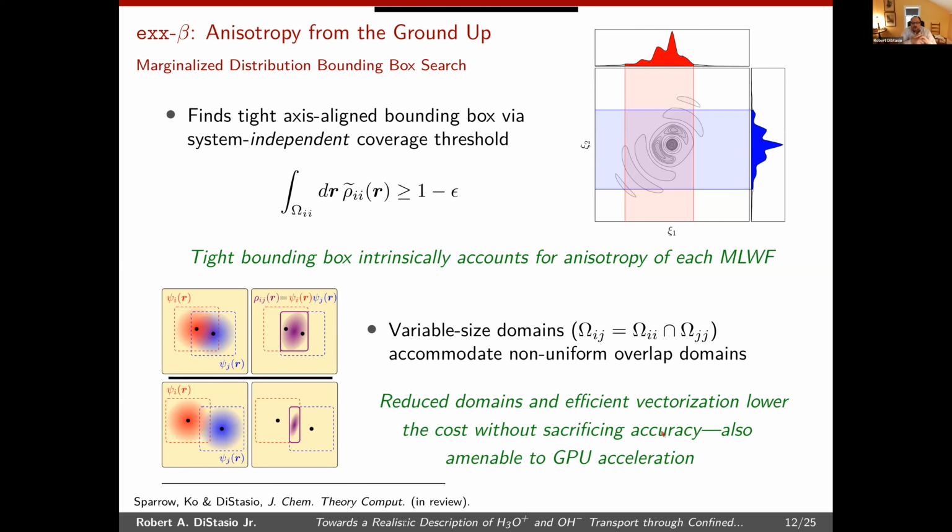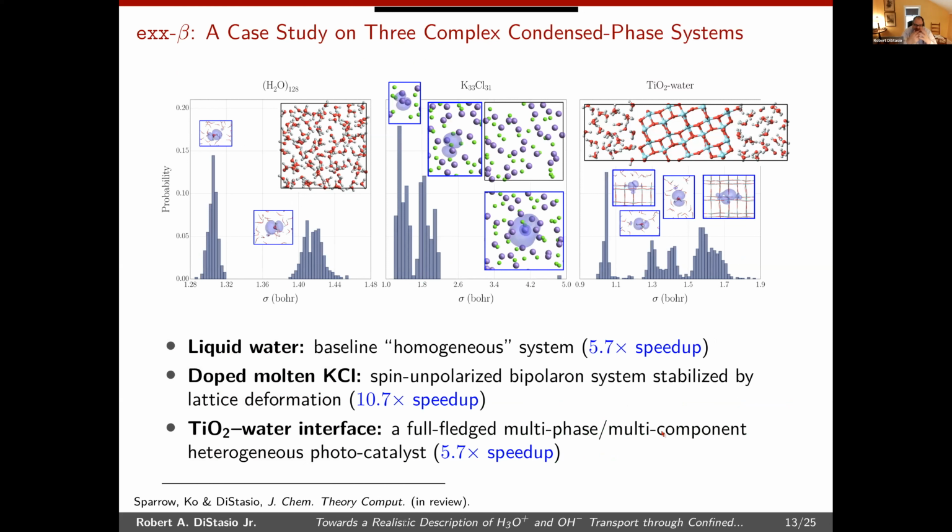So let me just show you a case study of this sort of beta version of the code on 3 complex condensed phase systems. The first one is liquid water, right? Water 128. Everybody says, oh, water is a homogeneous system, but it's really not homogeneous from the point of view of doing a local exact exchange calculation.